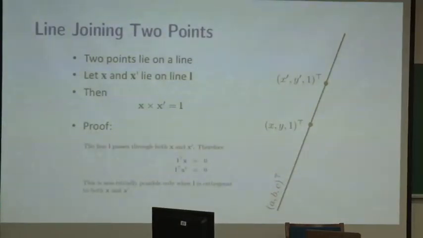The line L that I'm after, by definition, passes through both x and x prime. Therefore, x lies on that line, so L transpose x is 0. x prime lies on that line, so L transpose x prime is also 0. L is the same, the point is different, which is non-trivially possible only if L is orthogonal. L is a vector which is orthogonal both to x and x prime, which is given by the cross product.